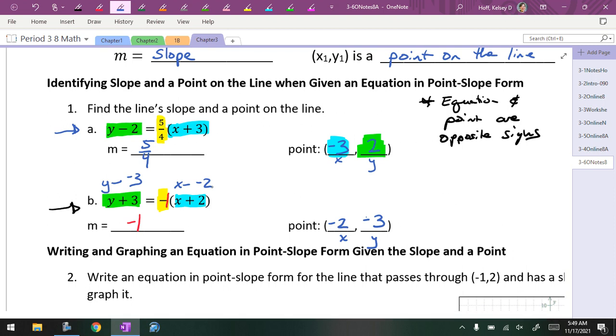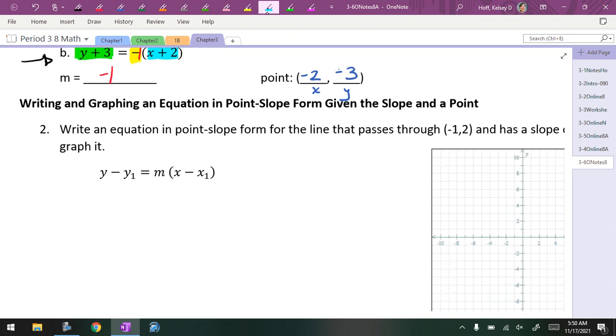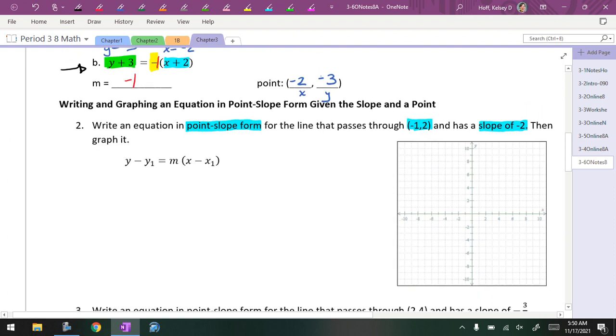So when you pull that information out of there, slope is super easy. The point is the opposite of what it initially appears. Write an equation in point slope form for the line that passes through negative 1, 2, and has a slope of negative 2. Then graph it.